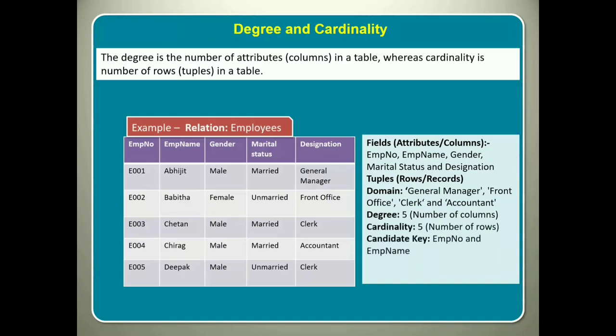Candidate key. In the table, emp number and emp name has unique values. Therefore, emp number and emp name are candidate keys. Primary key. Out of the emp number and emp name, emp number is the primary key. Alternate key. In the candidate key, emp number is the primary key and the emp name is the alternate key.